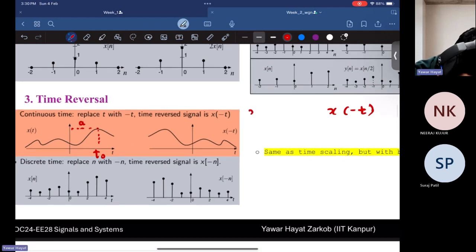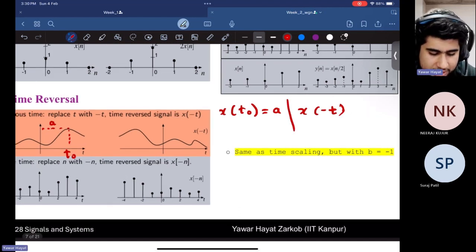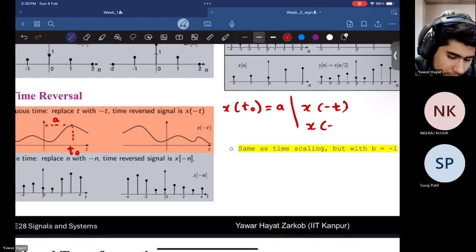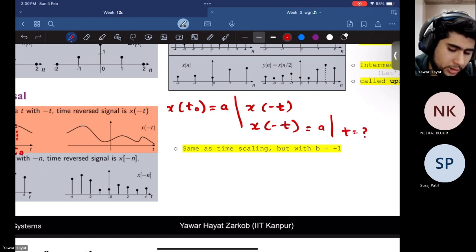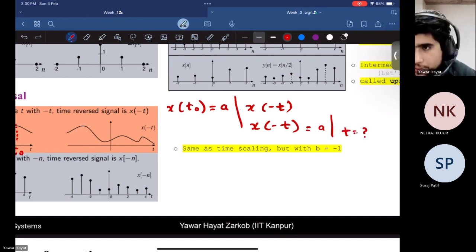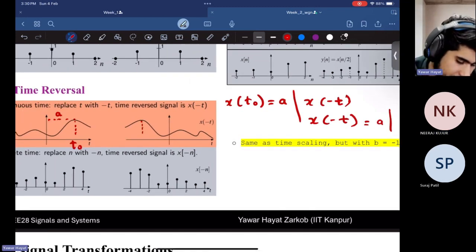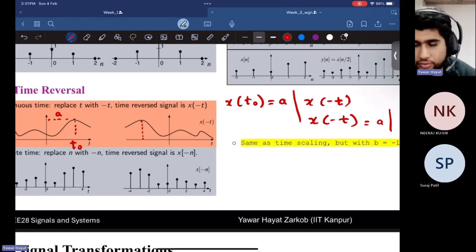So I'm saying this x of t naught is A. Okay. Now for x of minus t, it would be A. Is my question clear? Yeah, minus t naught. So it would occur on this side, right? It's a reflection along the y-axis.